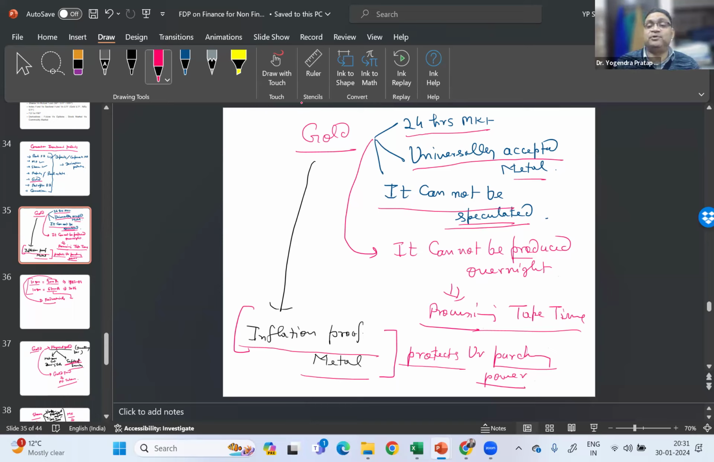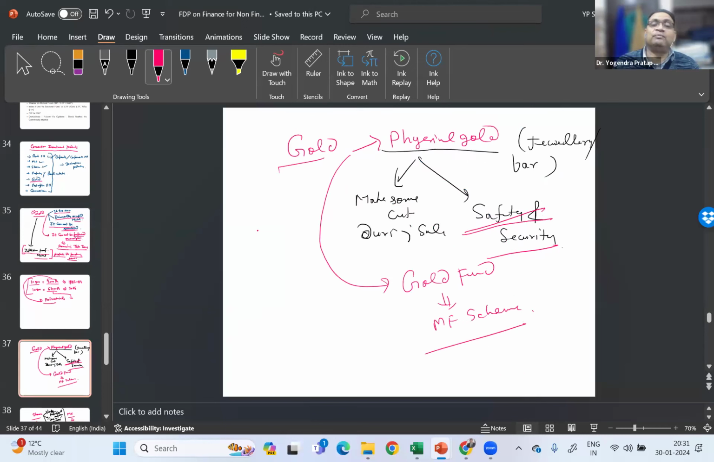It cannot be produced overnight. Thus, the fourth feature is you cannot produce the gold overnight. It has a processing, and its processing will take time. It's not a factory made material. You cannot just start producing gold in batches in a factory. And the fifth thing is it is an inflation proof item. But the problem with the gold is when you go with the physical gold, it has issues.